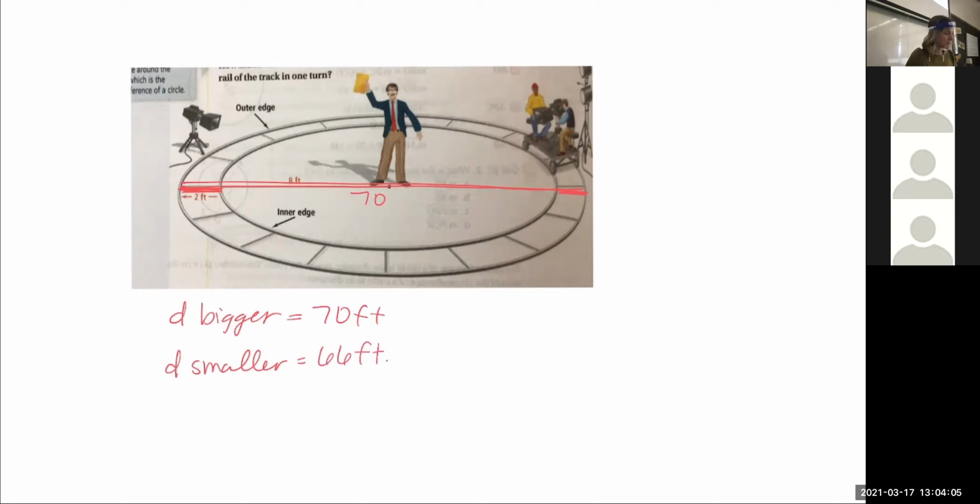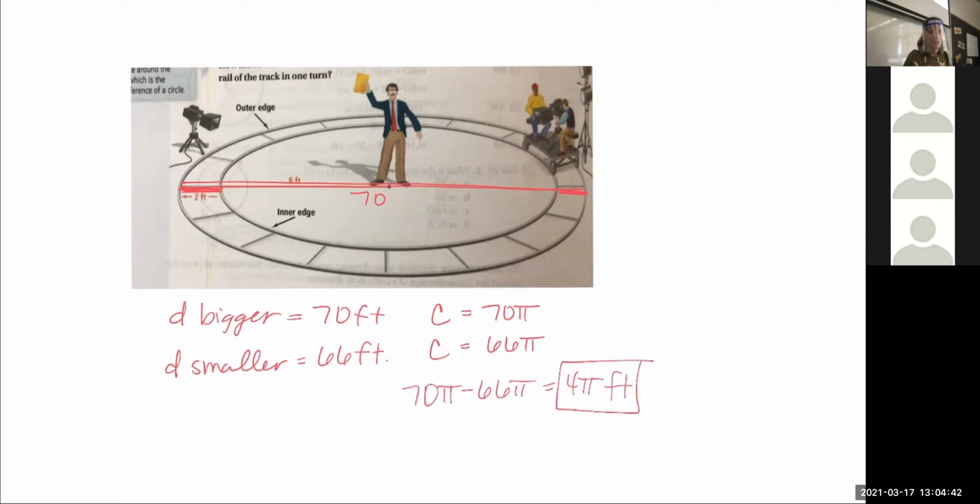So we have the diameters of both. It says how much farther will the bigger wheel, the outer wheel go. So the circumference of the bigger circle would be pi times diameter, so 70 pi. The circumference of the smaller circle, also pi times diameter, so 66 pi. How much further means you just have to subtract them. They're just looking for the difference between them. So 70 pi minus 66 pi is 4 pi feet. So the outer wheel would go 4 pi feet further.